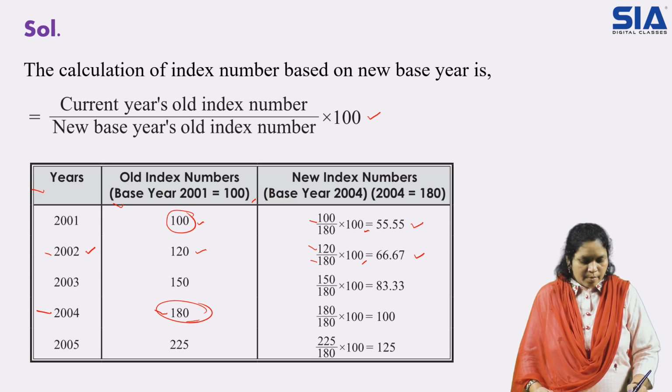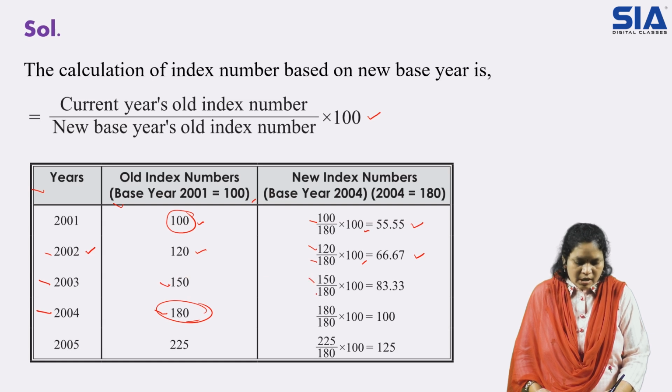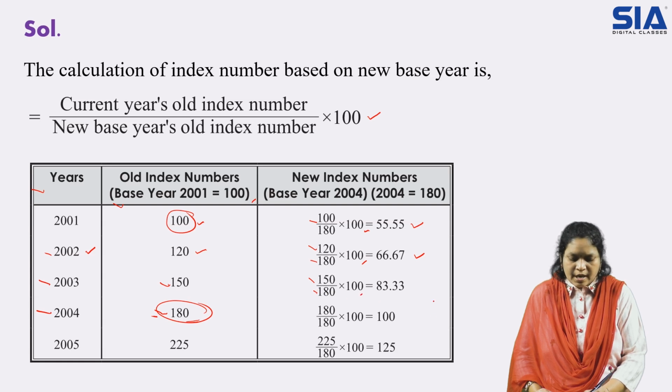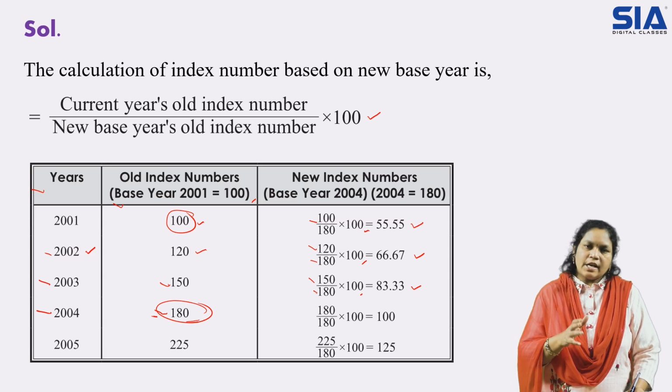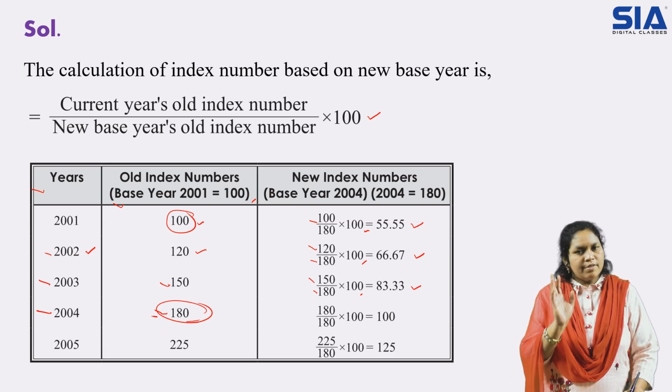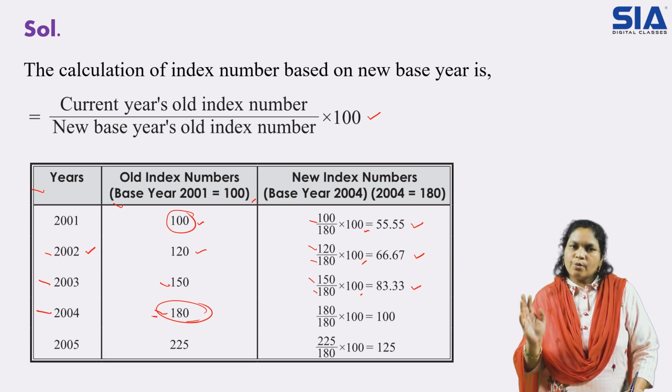Let us check one more. The next value is 2003, where I have the value 150. So 150 divided by the base year value, that is 180. So divided by 180 times 100, I have got the answer as 83.33. Like that, take the current year's value divided by the new base period value we need to shift to, times 100.